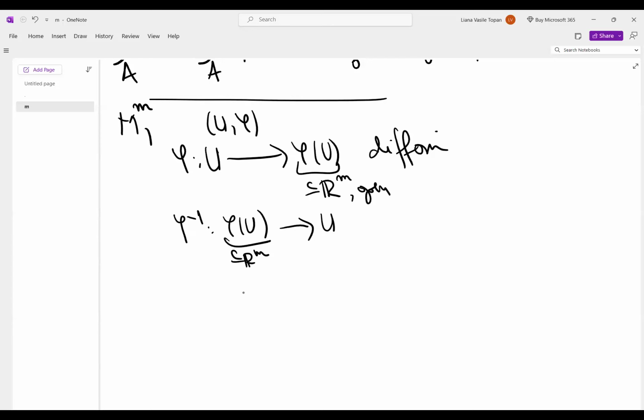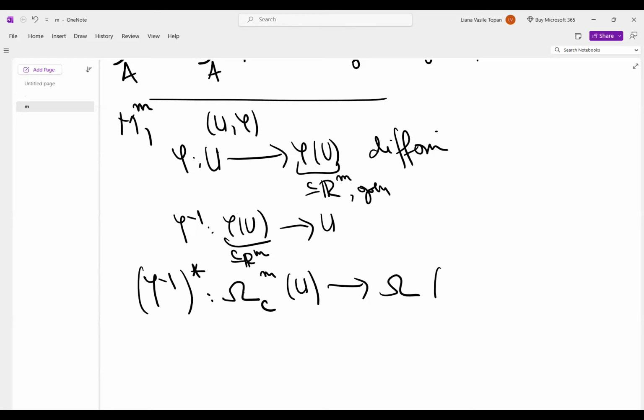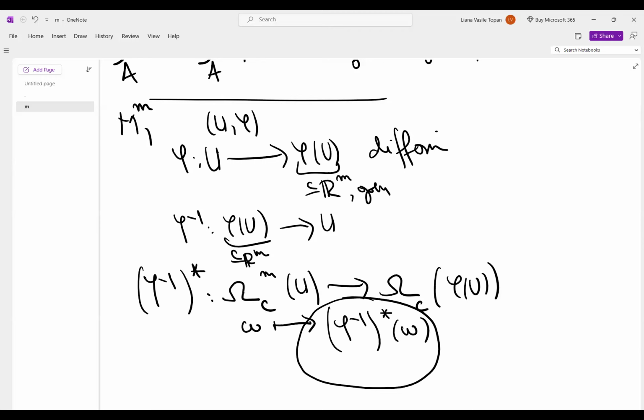Now we apply the pullback. So every function can determine a pullback. We can find the pullback along this function. If you remember, we pull back the forms from forms on U into forms on phi of U. This is what we are doing. So we go with compact support, from M-forms on U into M-forms on phi of U, the pullback with compact support. So this omega, a form on U, will get taken into phi inverse star of omega. You see, this one here is a smooth M-form.